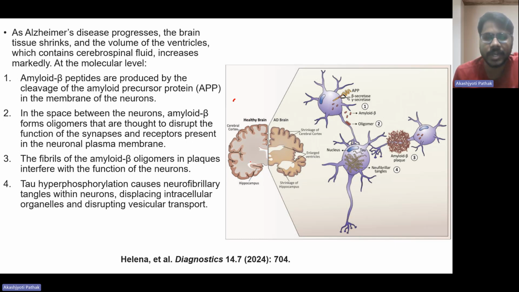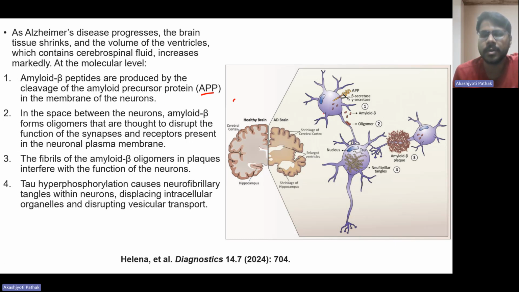You can see here that the ventricles in a normal healthy brain are quite reduced, while the volume of the ventricles in an Alzheimer's disease patient is enlarged. Then there are amyloid beta peptides. The amyloid beta peptides are produced by the cleavage of the amyloid precursor protein. So what is APP? It is the amyloid precursor protein, and it is present in the membrane of neurons.